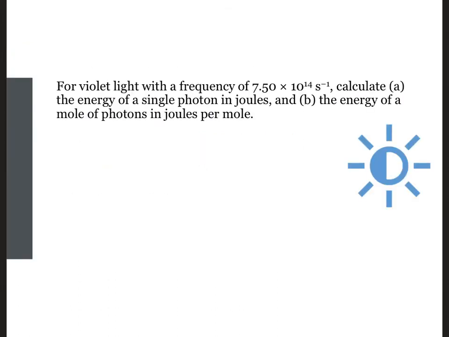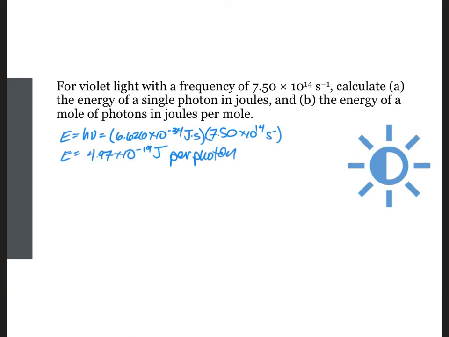This example asks us to calculate the energy of one photon and of 1 mole of photons for violet light. We can calculate the energy of a photon using E equals h nu. This is the energy of 1 violet photon. For a mole of photons, use Avogadro's number.